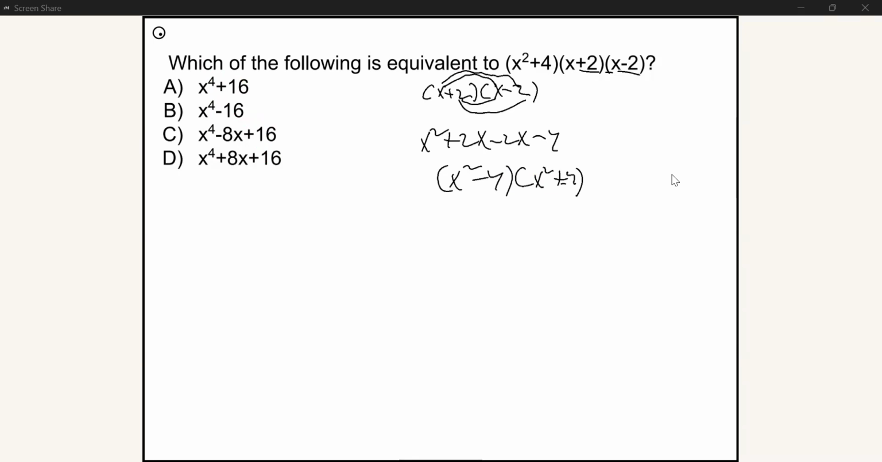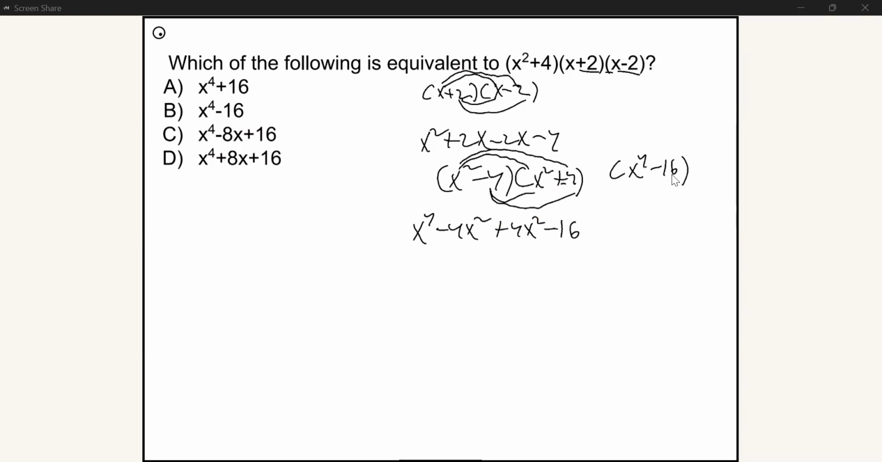So if we do this, we'll do the writing out, but obviously on the test, you should be able to recognize that this would give you a perfect difference of squares. And that would be x to the 4th minus 16. But I'll write it out here. X squared times x squared will get you x to the 4th. You get minus 4x squared plus 4x squared minus 16.